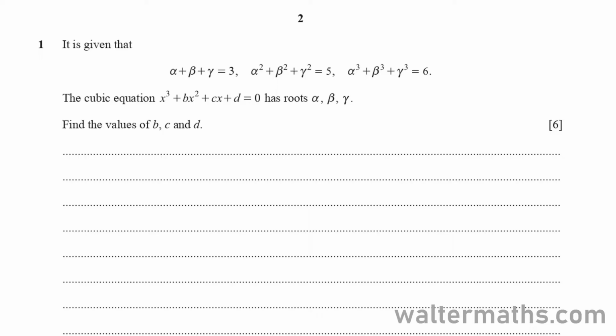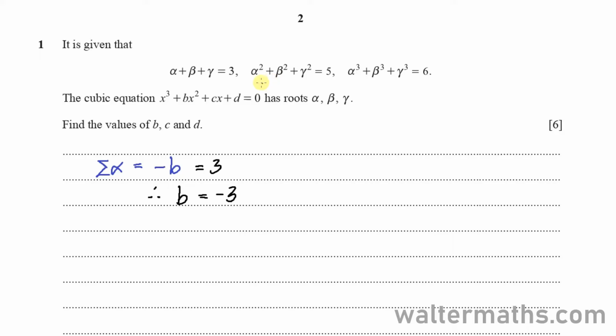Okay, so here we are going to consider first of all the fact that for this cubic equation, the sum of roots is going to be given by minus b over a. So in this case, that's minus b. And in our case, we've been given that the sum of roots, that's alpha plus beta plus gamma, is 3. So we can say minus b is equal to 3, which therefore means that b will come out as minus 3. So that's the value of b right here.